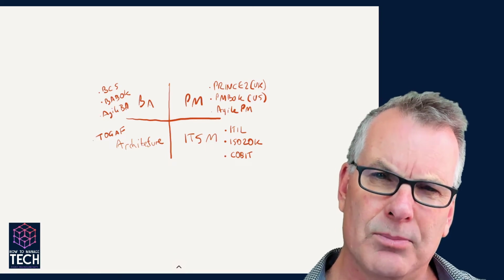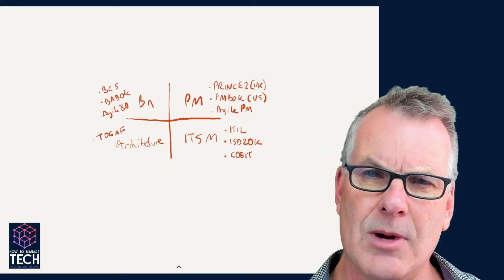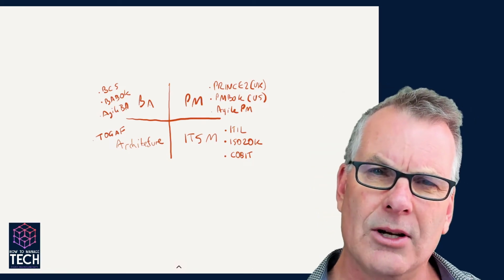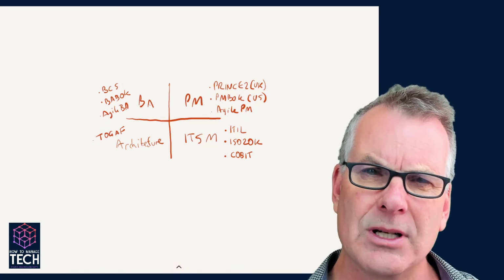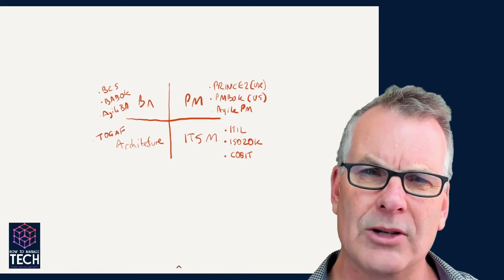Now, what I probably hear you saying is, well, what about things like Scrum and DevOps, which are very popular frameworks at the moment? Let me show you where I want to add those in, and I'm going to position them between project management, traditional ways of building solutions, and service management, traditional ways of running.